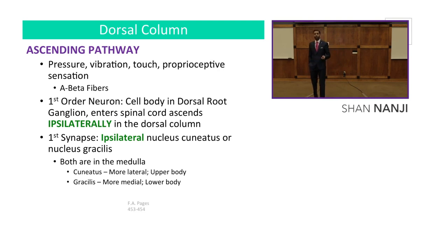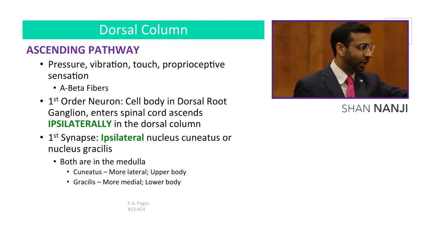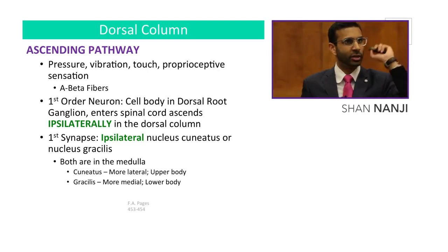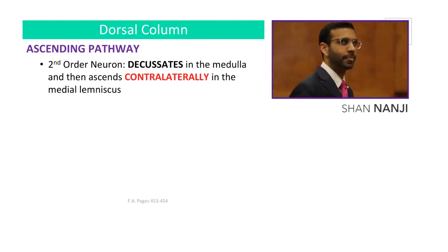So we talked about the first order neuron. We talked about the first synapse in the cuneatus or gracilis, which is still ipsilateral. That means it's still carrying fibers for the same side. It has not crossed over, and they will not say crossed over. They will use the word decussate. It has not yet decussated. It is still ipsilateral. And now we're going to talk about the second order neuron.